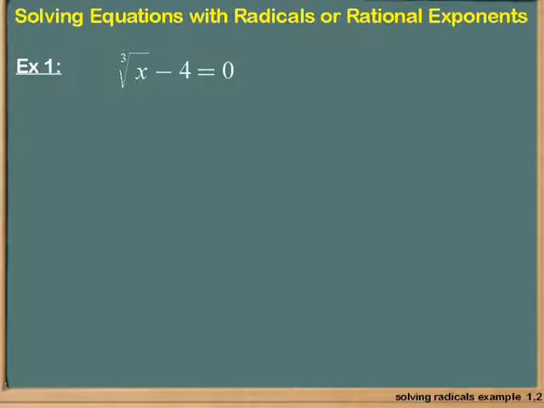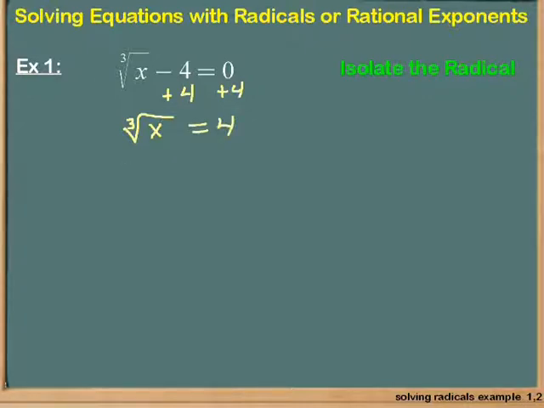In example 1, we have the cube root of x minus 4 set equal to 0. I think you're pretty familiar with what we have to do here. I'm going to guess you already know what I'm about to tell you. In order to get this job done, we are going to need to isolate the radical. How are we going to do that? We're going to get rid of that negative 4 with a positive 4. And whatever I do to one side, of course, I do to the other. That leaves me with the cube root of x equals 4.